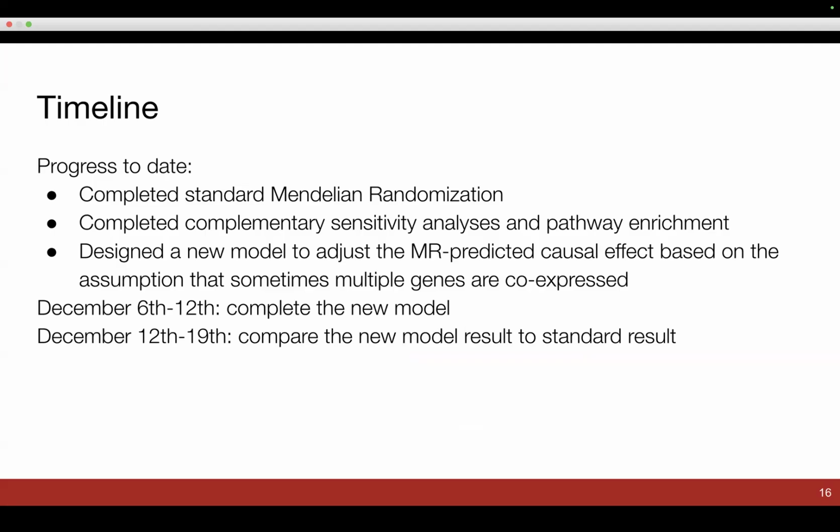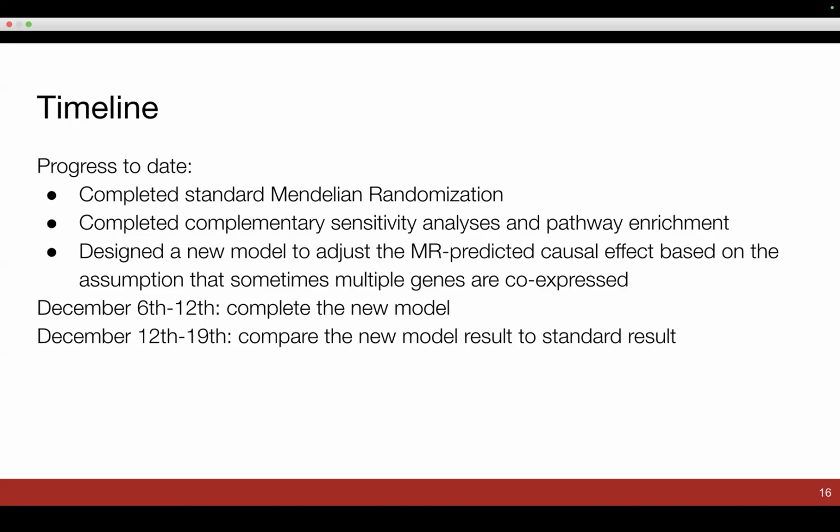At the same time, we have been trying to build this new model to adjust the Mendelian randomization MR predicted causal effect based on the assumption that a lot of times multiple genes are co-expressed. Through this new model, we want to see whether we get some different results from the standard model, based on the assumption that a lot of genes appear together, whereas in the standard model there's no such assumption.